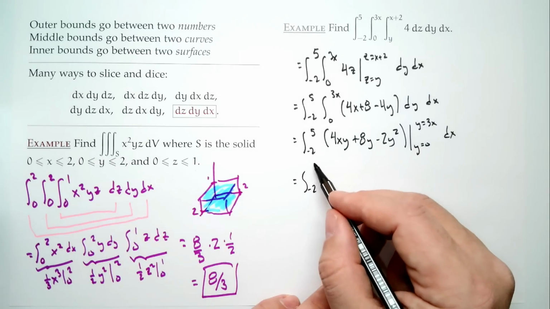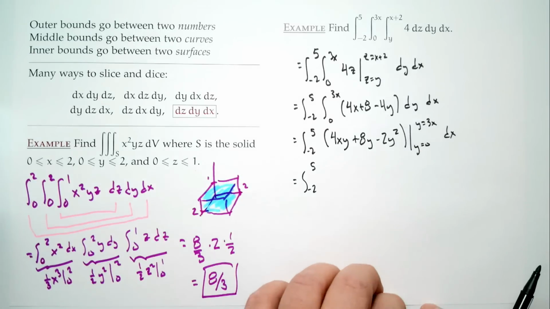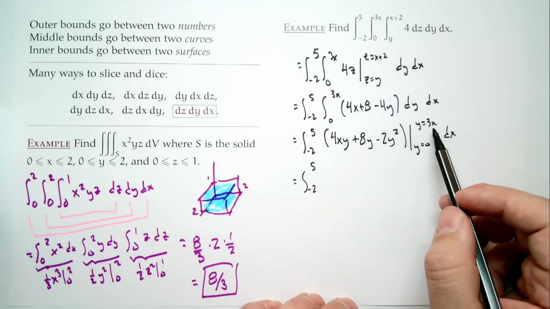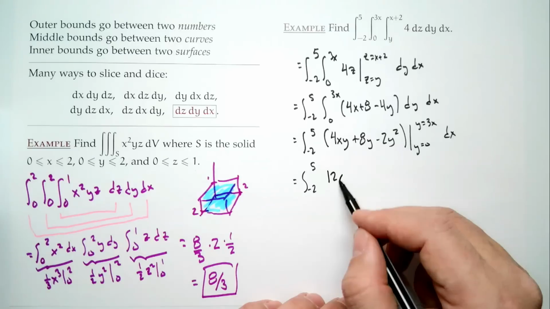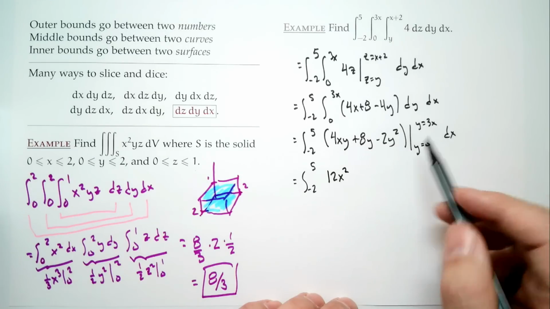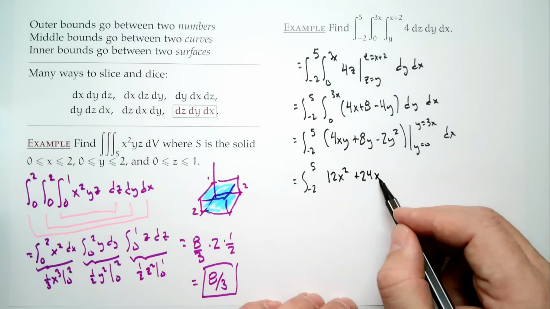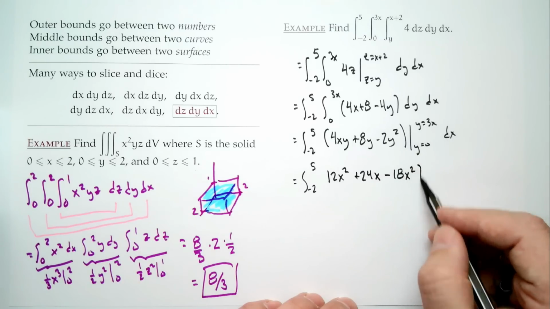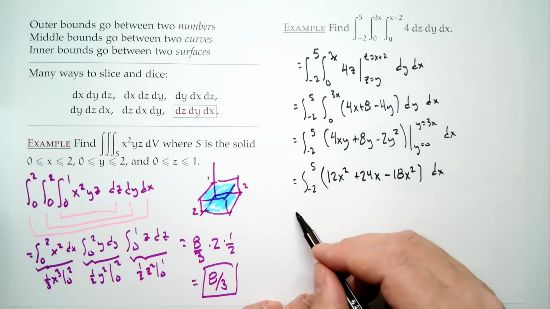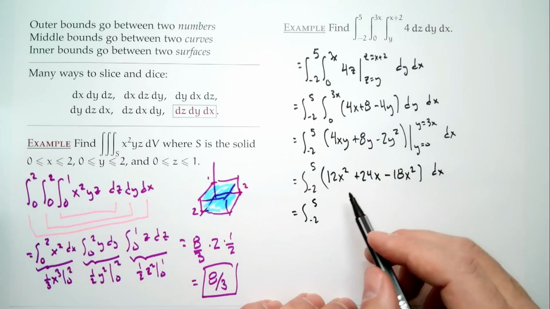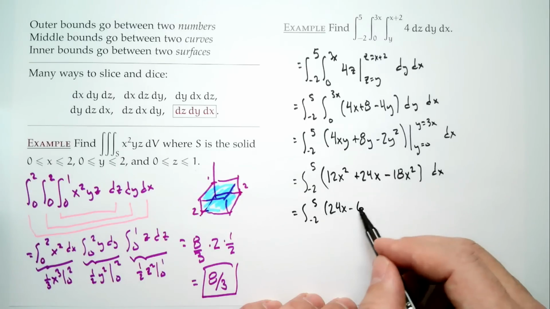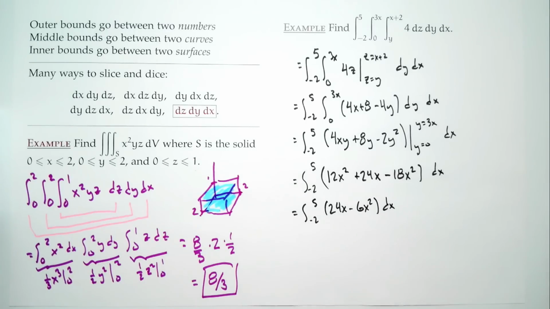So we need to plug things in. The nice thing is when we plug in 0, we get 0. So we plug in 3x, and we get, well, 4x times 3x, that would be 12x squared. Plus 8 times 3x would be 24x. Minus 2 times 3x squared, well, that would be minus 18x squared. So integral negative 2 to 5. Before I integrate, I can see that there's things which combine. So all right, this says 24x minus 6x squared. All right, so what's the integral of 24x minus 6x squared?